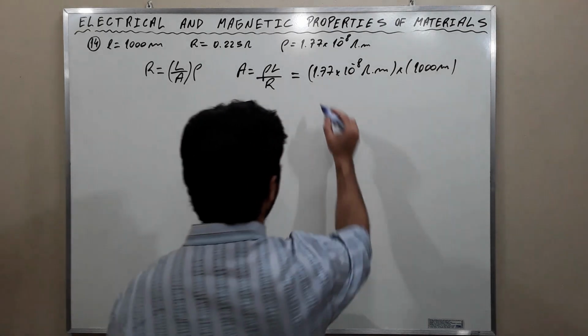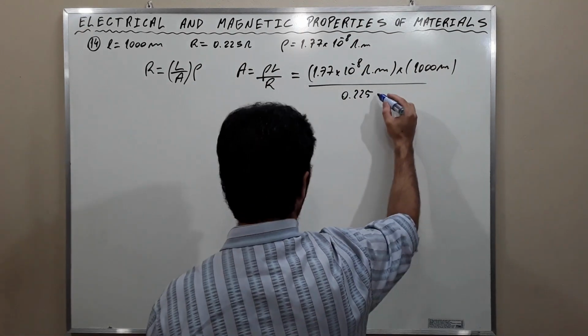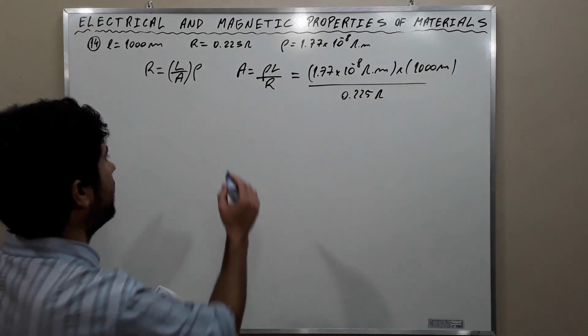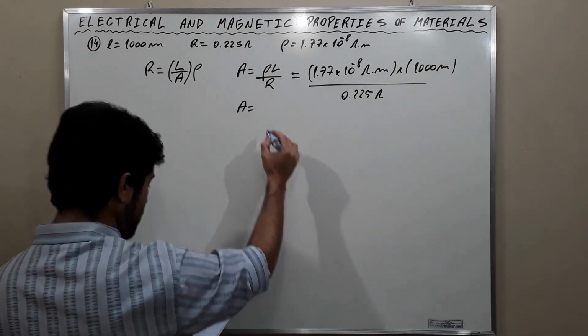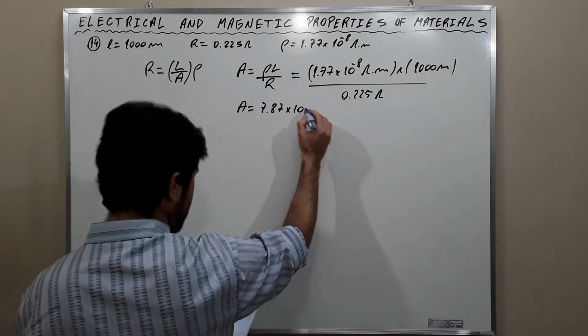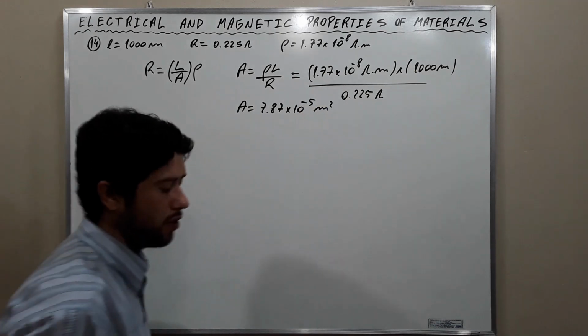The resistance is 0.225 ohms. Calculating, we find a cross-sectional area equal to 7.87 times 10 to the negative 5 square meters.